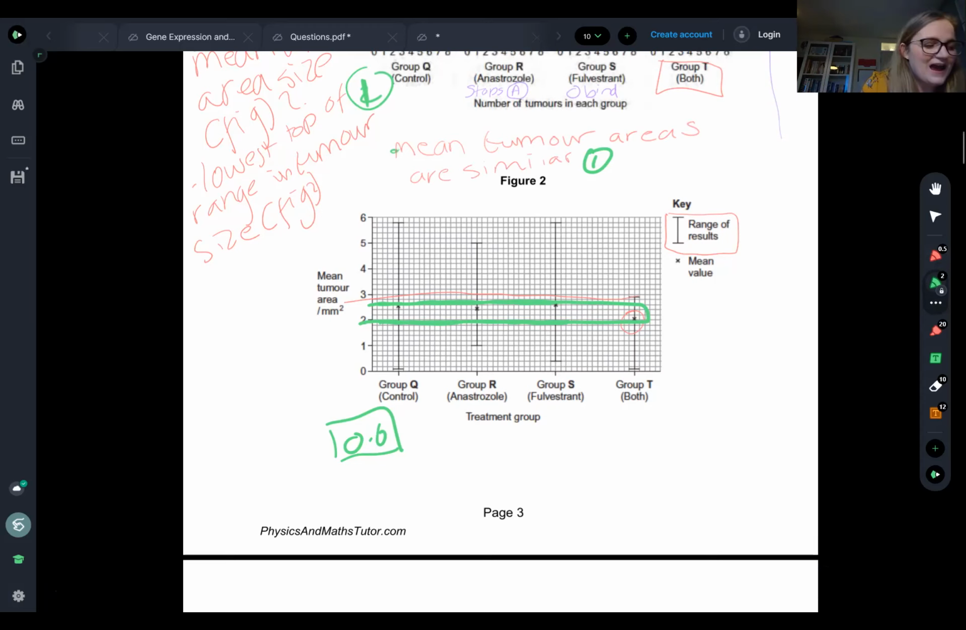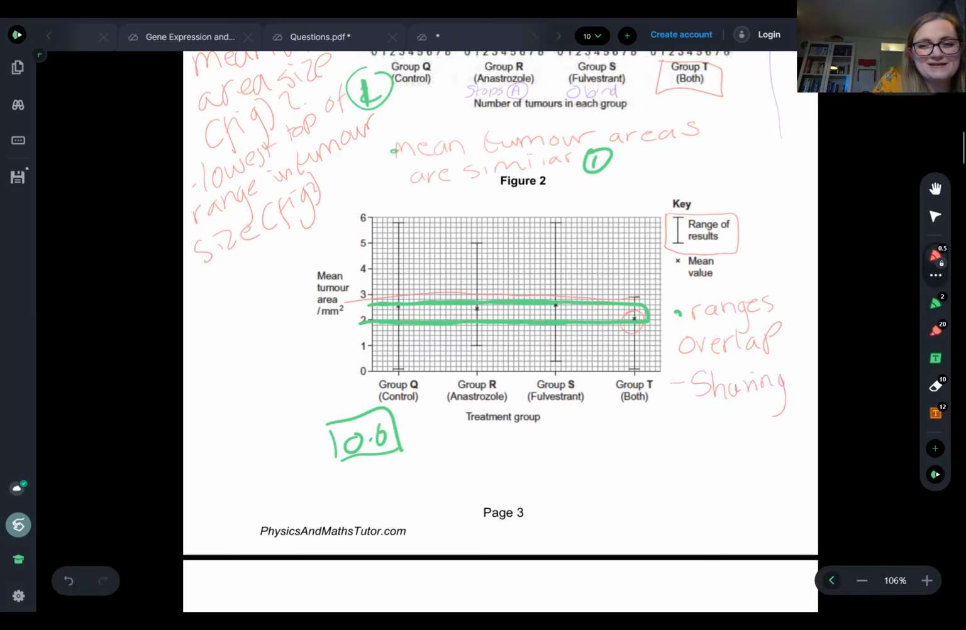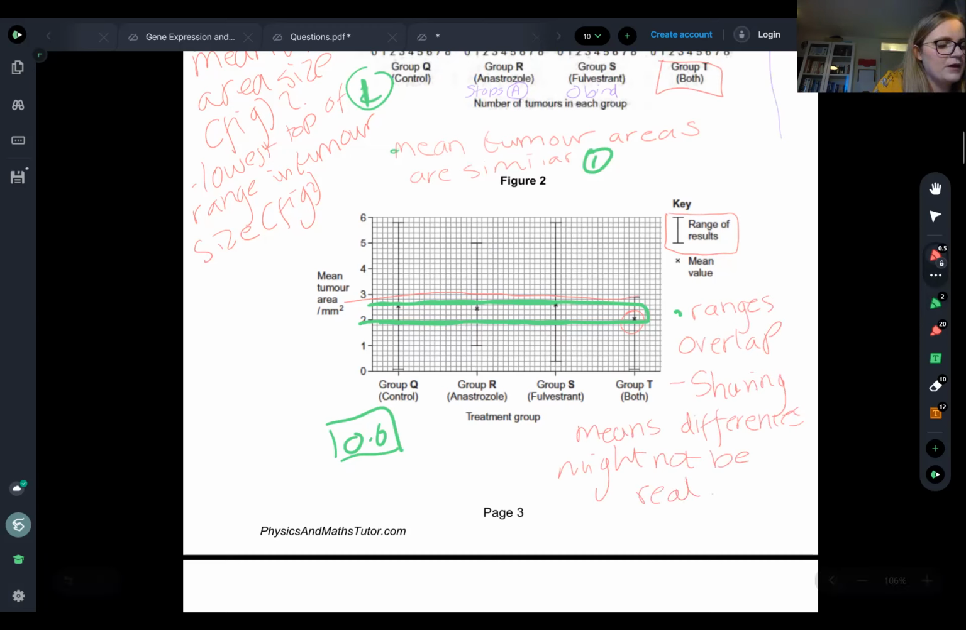Let's think about them in detail. Actually, our ranges are overlapping. So if we look at the range of results between Q, R, S, and T, the ranges overlap. So that isn't great. So they share values. So we've got a sharing of values, which means differences might not be real. So that would give you another mark. So that would give you 5 marks.